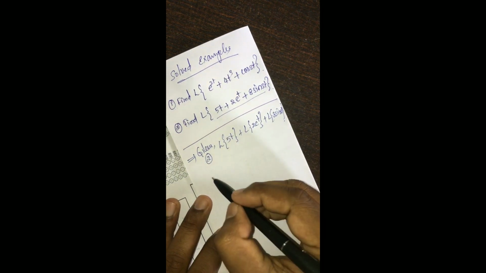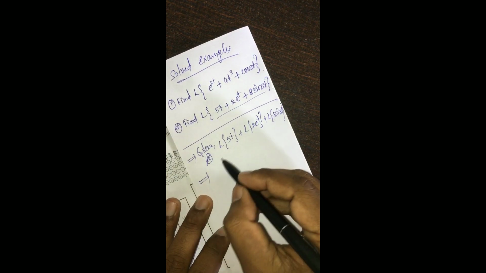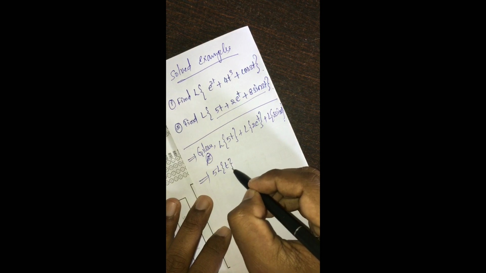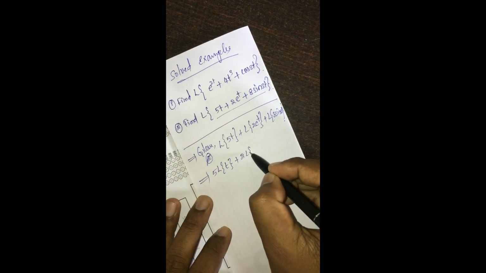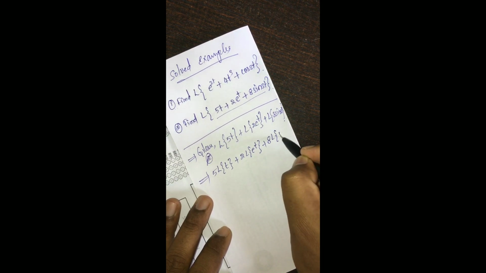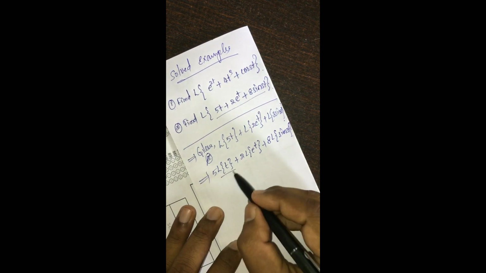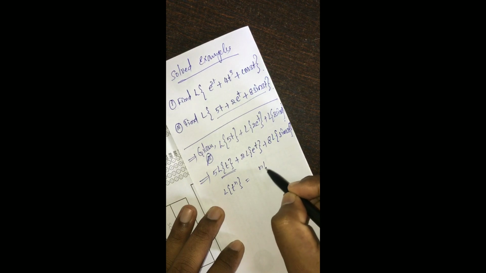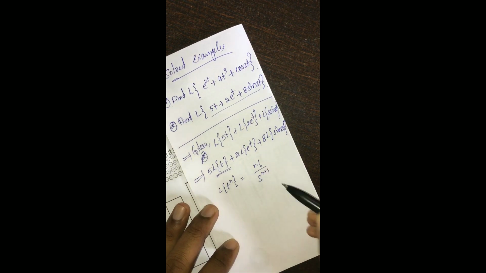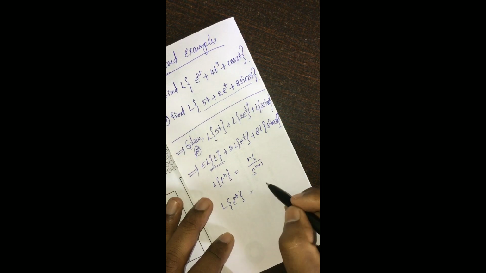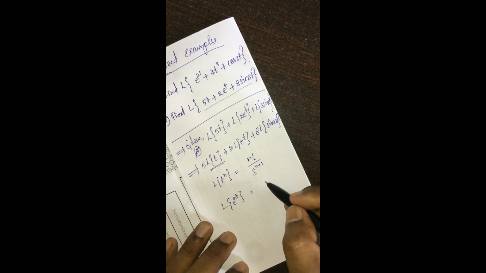Then 5 is a constant, so we can write it outside the operation: 5 into the Laplace transform of t, plus 2 into the Laplace transform of e to the power of t, plus 8 outside the operation, sine 3t. Now again the formulas. L of t means what? The t to the power of n formula, that means n factorial by s to the power of n plus 1. L of e to the power of at. What is the formula?